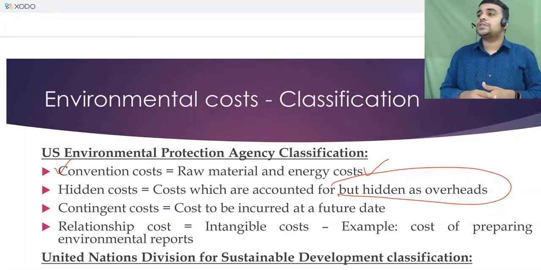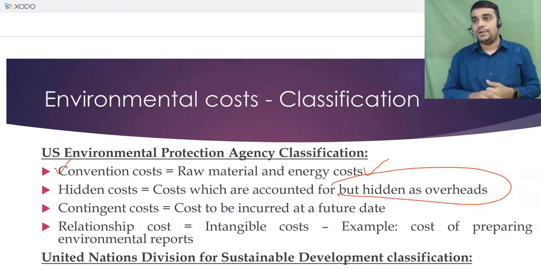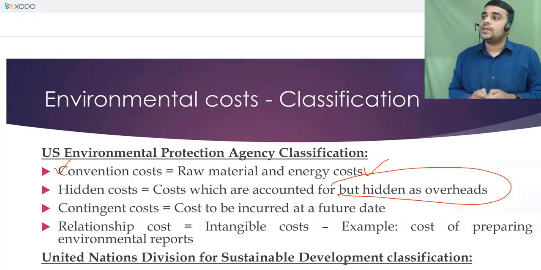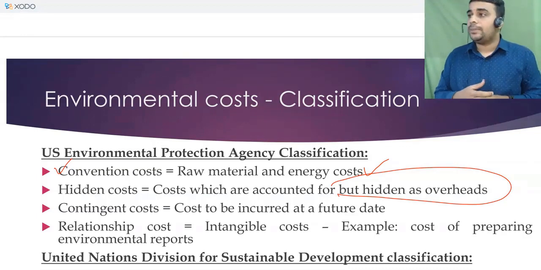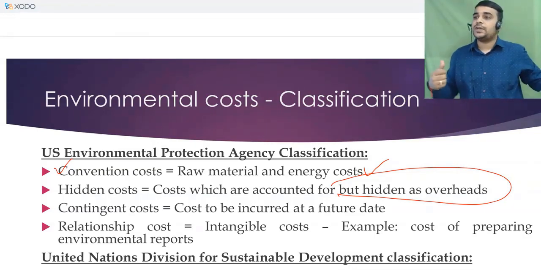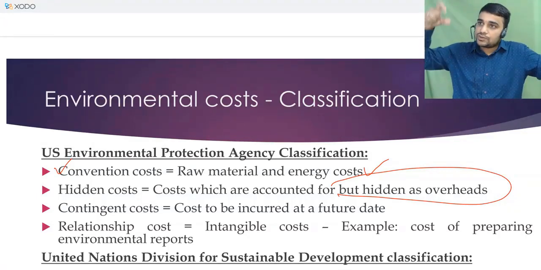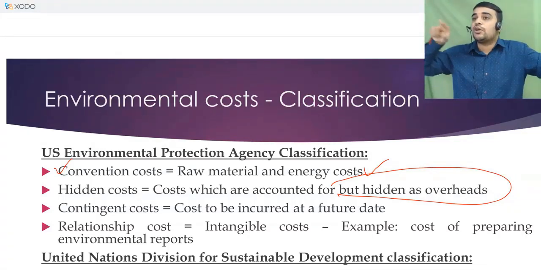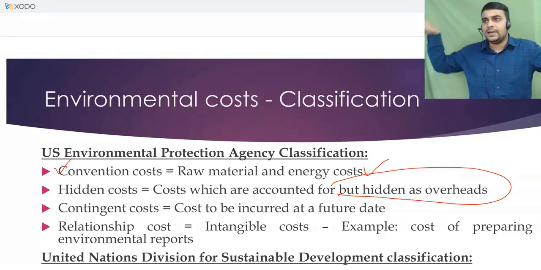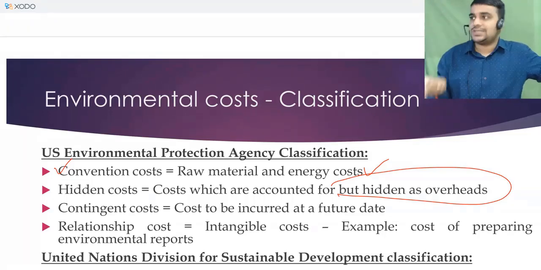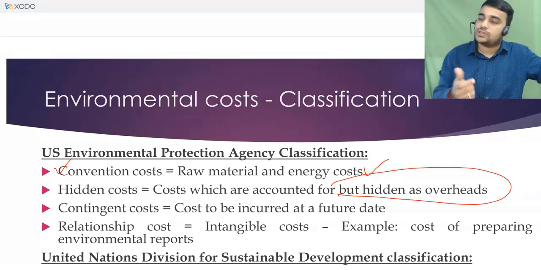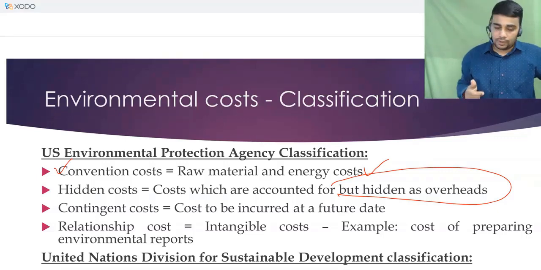And relationship costs are basically the intangible costs. What are intangible costs? There are certain costs you will have to incur to prepare environmental reports. You're going to see a classification called prevention, appraisal, internal failure, external failure later on. So these costs need to be prepared in a report like a cost of quality report. I'll prepare an environmental cost report. There is a cost incurred for preparing a report. That is also called an environment related cost.